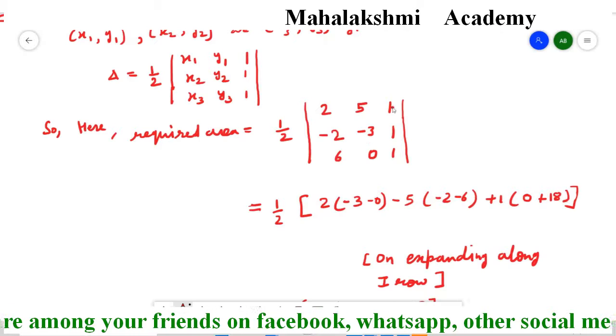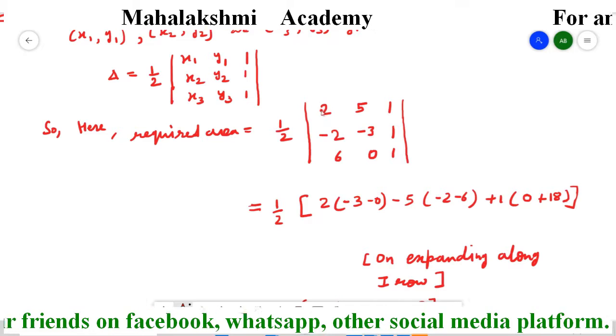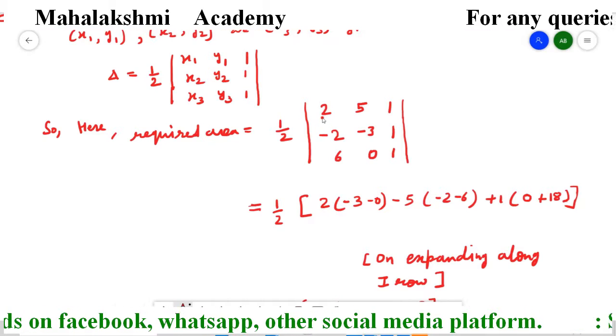So this is my first row. Along the first row I expanded the determinant. For that, first we will write down 2, and students, this is 1, 1.